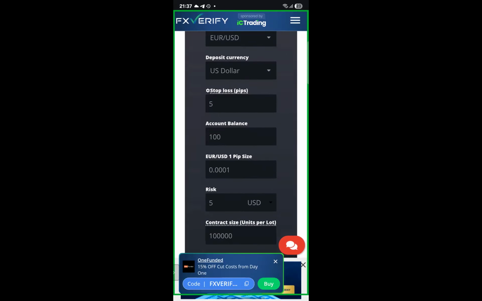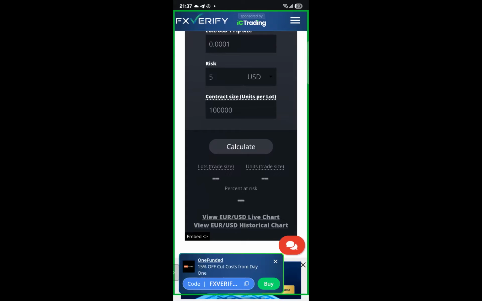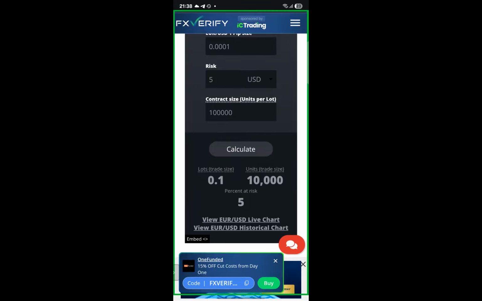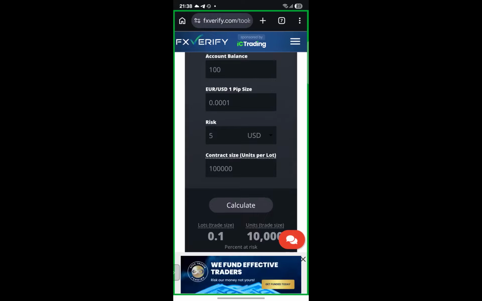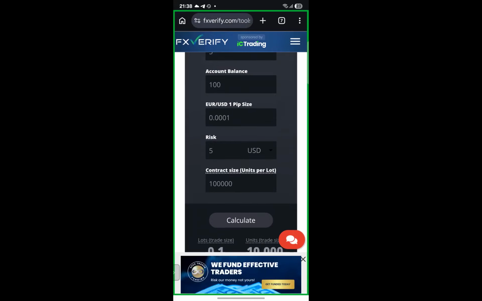Then after I click on calculate, you see, it told me to use 0.1 lots. So if I use 0.1 lots on this trade and it hits my stop loss, I'll lose exactly $5 plus my spread. It's probably like 5 points for $5. And that is basically how it is.